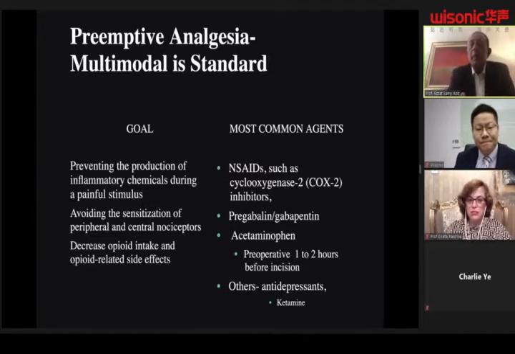physiotherapy. The most common agents that we use are the non-steroidal anti-inflammatories, like COX-2 inhibitors, gabapentin, acetaminophen, or paracetamol, and others like antidepressants or ketamine. Some centers would use these as preemptive analgesia. And we usually start our preemptive analgesia 1 to 2 hours before the surgical incision.